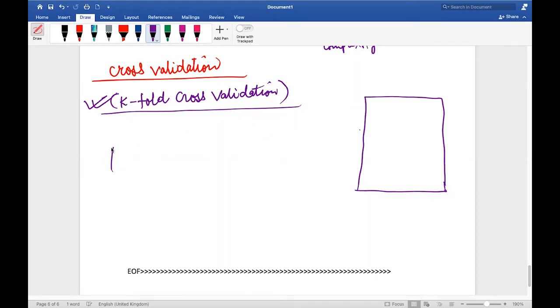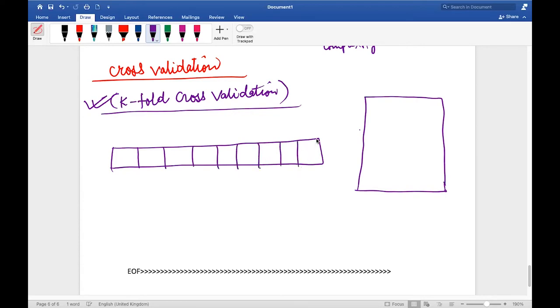Now what I'm doing is, let's say I'm making 10 folds of our data: 1, 2, 3, 4, 5, 6, 7, 8, 9, and 10. This is my first fold, second, third, fourth, fifth, sixth, seventh, eighth, ninth, and tenth. So 10 folds of our data. Earlier, in terms of train test split, we only had two sets, right? Obviously, we were keeping the training more and testing less.